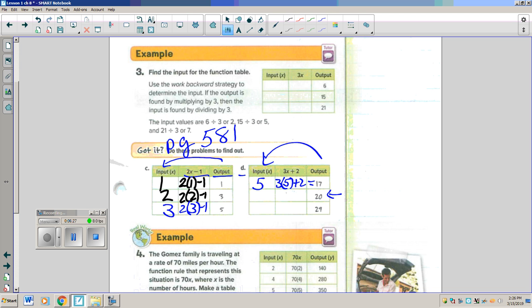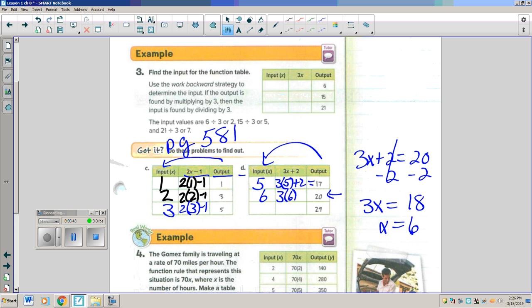Try this one by yourself and then check it. Pause the video and try it. All right. Should have started out by subtracting 2, crossing out the left side. 3x equals 18. X equals 6. 3 times 6, 18, plus 2 does indeed equal 20.